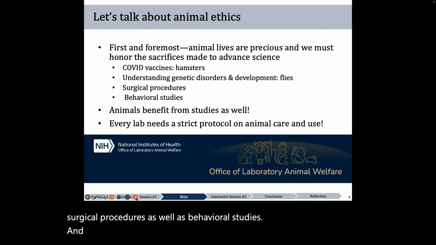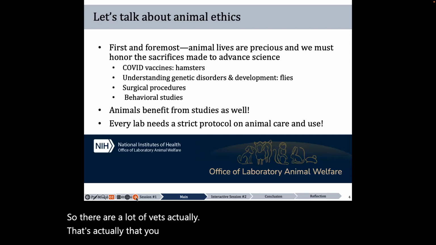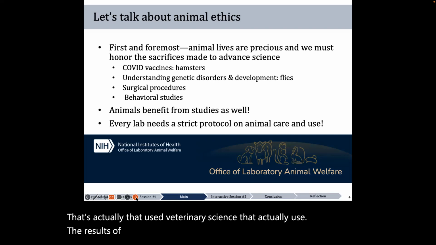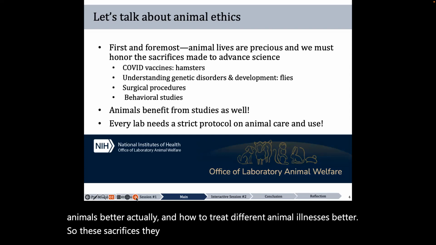I do want to point out as well that animals benefit from these studies. There are a lot of vets who use the results of animal studies to help them learn how to take care of animals better, and how to treat different animal illnesses better. So the sacrifices the animals have made also benefit them as well as us.